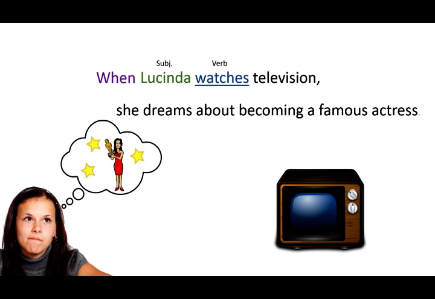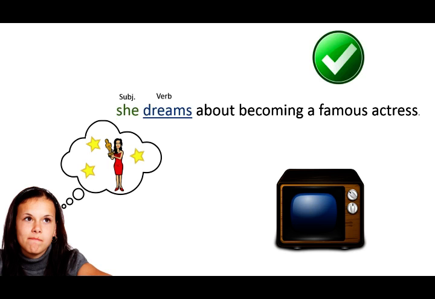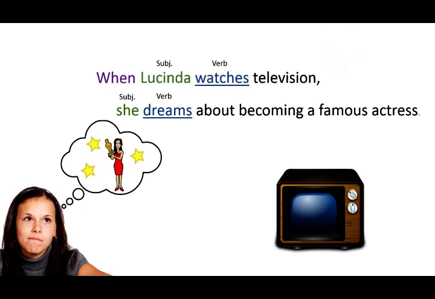In order to be complete, every sentence must contain at least one independent clause. The clause, she dreams about becoming a famous actress, could function all by itself. That means it is independent and can support both clauses. It is also important to recognize that a dependent clause can occur before the independent clause, as in our previous sentence. When Lucinda watches television, she dreams about becoming a famous actress.